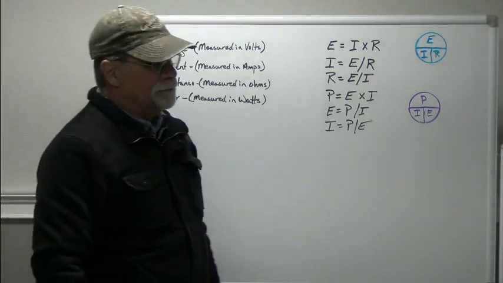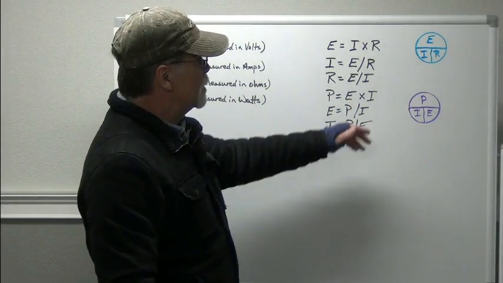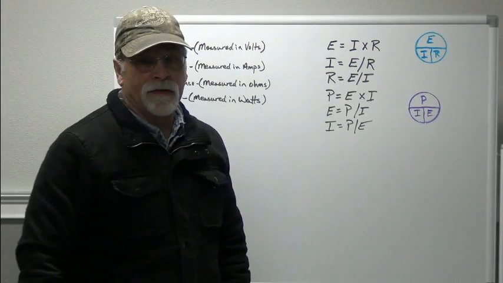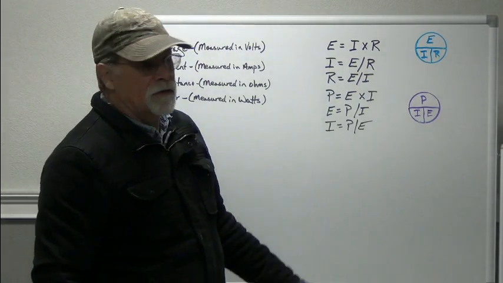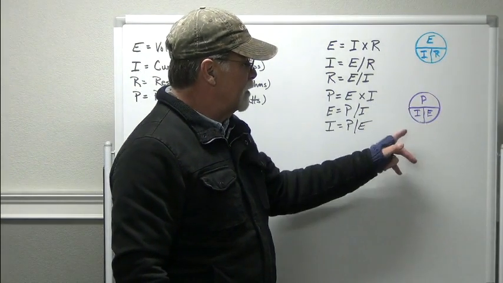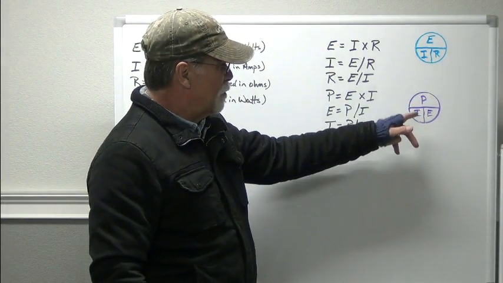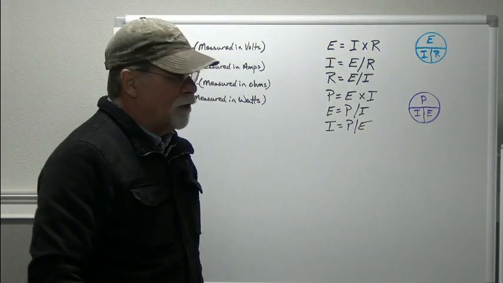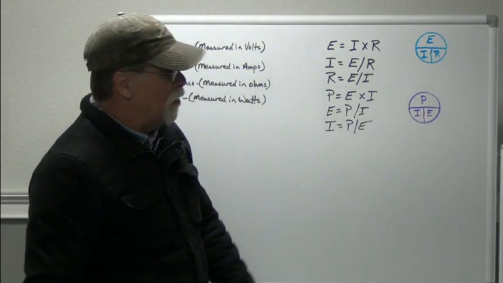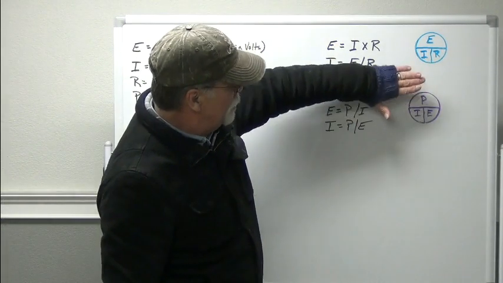That's all well and good, but here's a simpler way to remember these equations. If you want to solve for one of these, you simply have a little pie chart, or pie graph, and we've got power, current, and volts. And if we want to know the power, just simply picture this in your head.